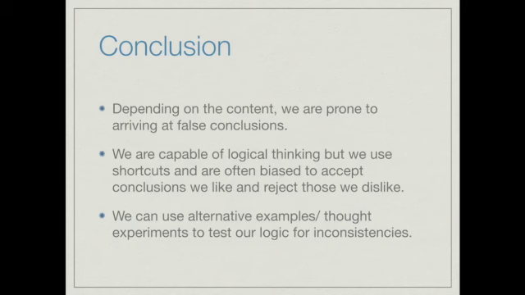The other point is that we are capable of logical thinking, but we do use these shortcuts and are often biased to accept the conclusions that we like and to reject those that we dislike. So think back to the if D then 3 rule. You want to prove the rule true. We often forget to also try to prove the rule false, okay? And what we can draw from this is that we can use alternative examples and thought experiments to constantly recheck our logic and try to find out if there are any inconsistencies.